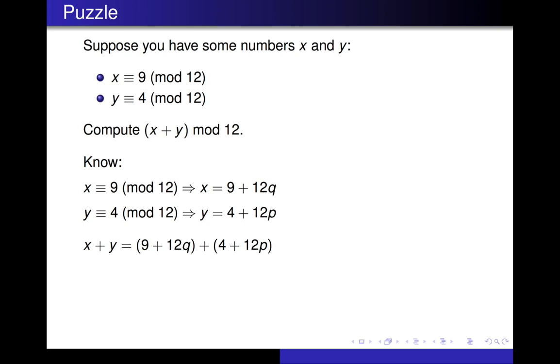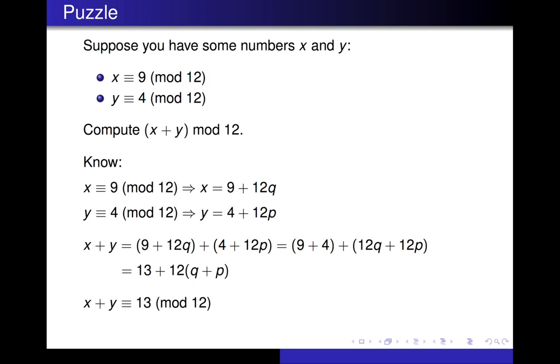We can take the 9 and 4 and add those together. And then we can take the 12q and the 12p and add those together. Now 9 plus 4, that's just going to give us 13, right? And the 12q plus 12p, if we factor out a 12 from that, we get 12 times the quantity q plus p.